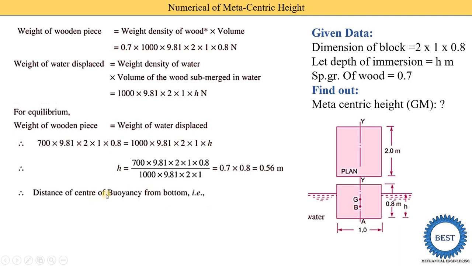So the distance of center of buoyancy from the bottom means it is the distance AB. So AB is equal to h divided by 2. So h is the depth of the body submerged inside the water, divided by 2. We are able to find out AB. So 0.56 divided by 2 is equal to 0.28 meter. So this AB is equal to 0.28 meters.